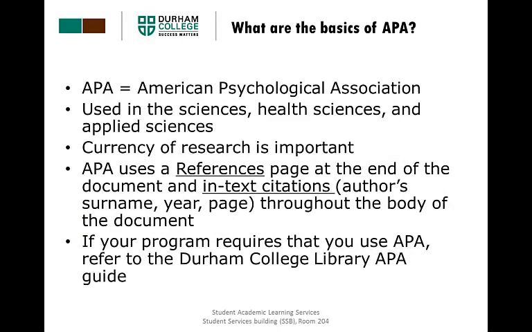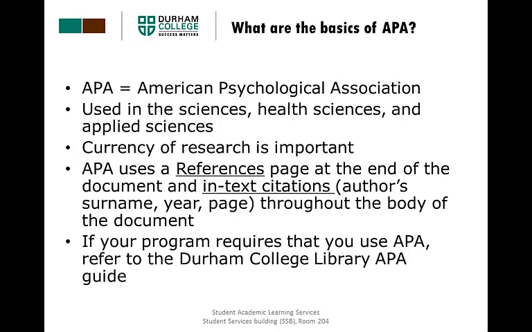So I'm going to highlight now two different referencing styles that are typically used at the college, APA and MLA. First I'll talk about APA. APA stands for American Psychological Association. It's used in the sciences and the health sciences and the applied sciences. So in those fields, it's really important that the information is up to date. And in APA, you always need to include the year within your text.